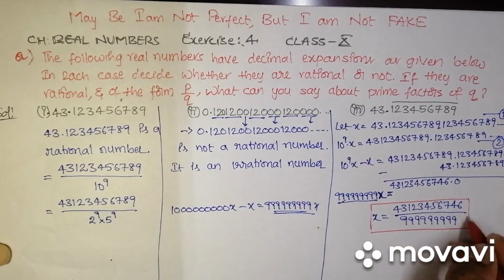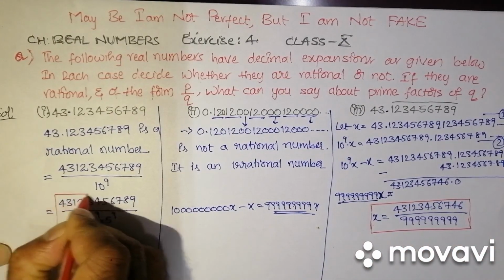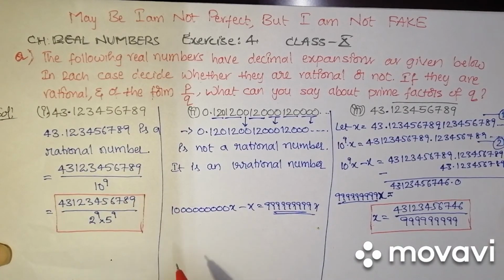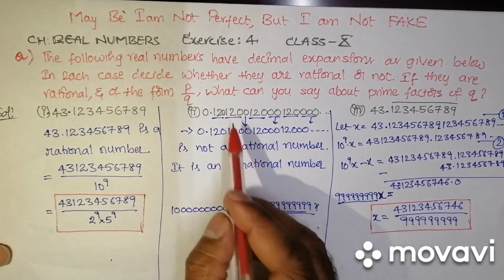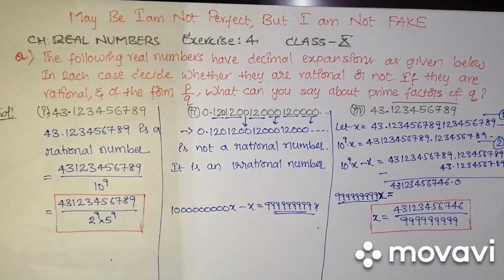A rational number can be written in the form of p by q, and here also we have represented the decimal value in terms of p by q format. And this you cannot, because the decimals are non-terminating and non-recurring.